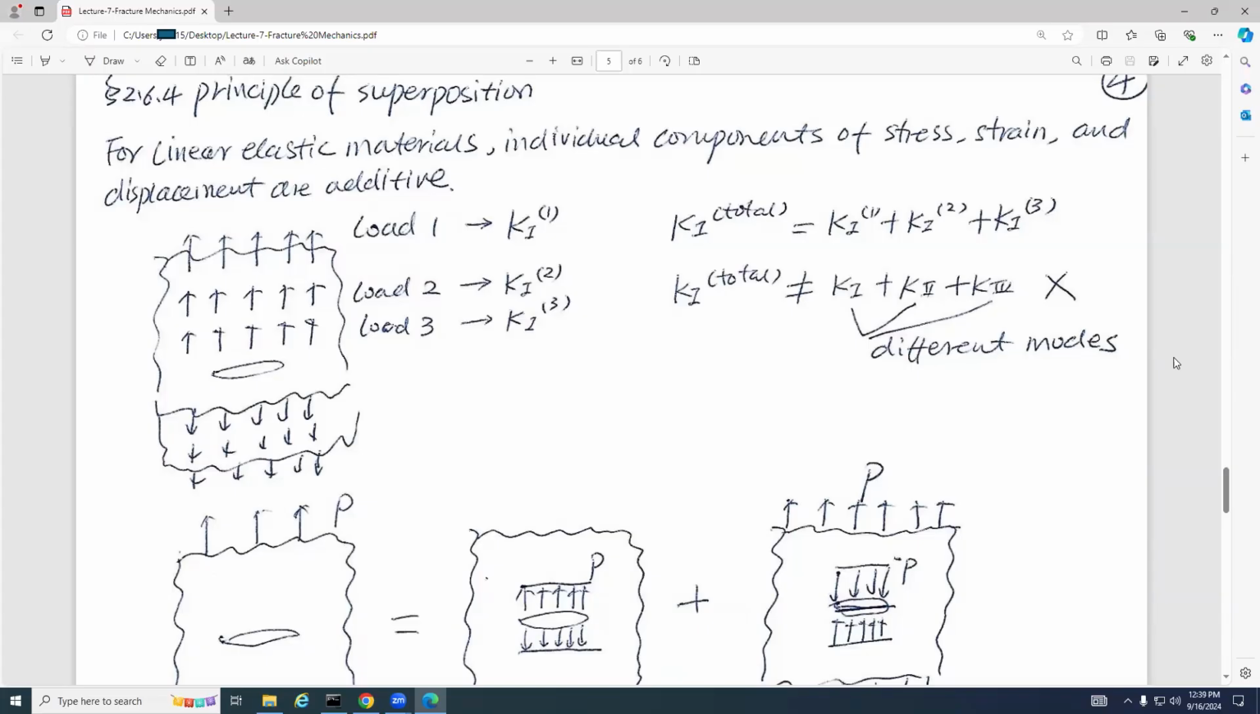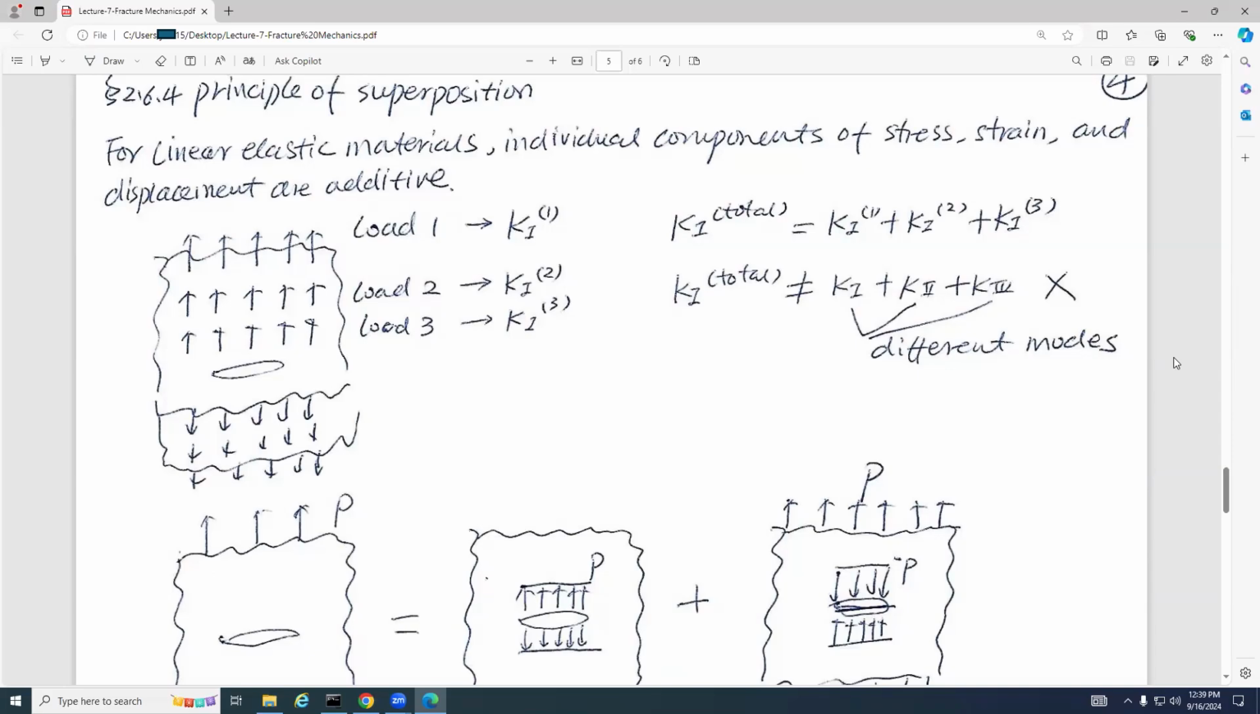You can see for linear elastic materials, the individual components of stress, strain, and displacement, these three are called solutions. Whenever you have a problem domain with loading conditions and boundary conditions, the solutions mean that we know how to describe the displacement, the stress, and the strain.